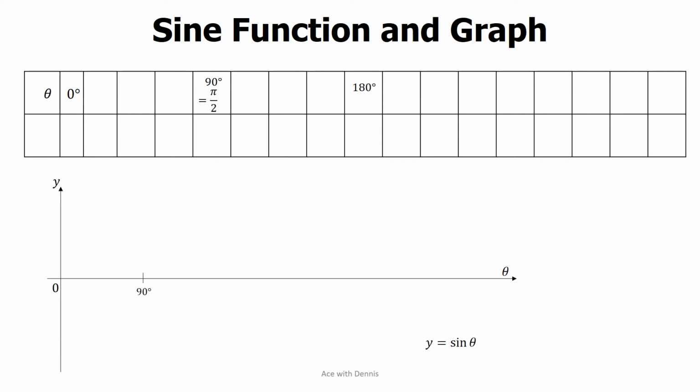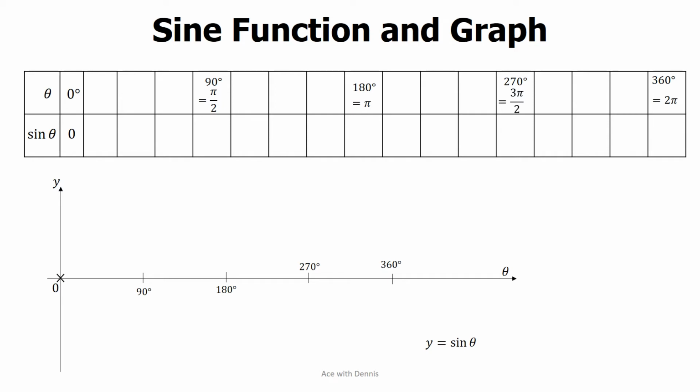The next one will be 180 degrees, which is equal to pi as well. Then 270 degrees, or 3 pi over 2. Then 360 degrees, or equals 2 pi. Okay, so sine theta, as we have learned just now, for sine theta, it is 0. So we plot on the graph, this part will be 0.